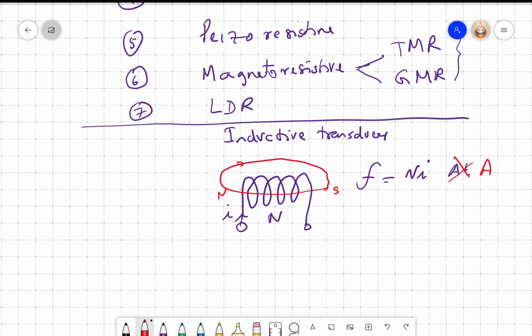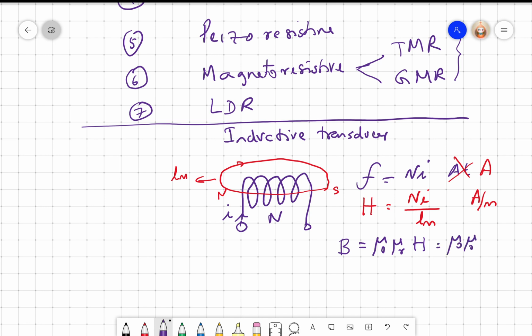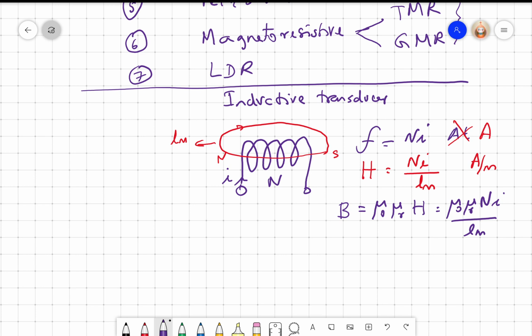And if the length, I call this as Lm, then the magnetic field created by this flux is H equal to Ni by Lm. So the unit is ampere per meter, right? So if I have H, we know flux density B equal to mu naught mu R into H. So that would be mu naught mu R N into I divided by Lm. Right? Now if I have a flux phi, I will have an induced EMF E. So E equal to N into d phi by dt, right?